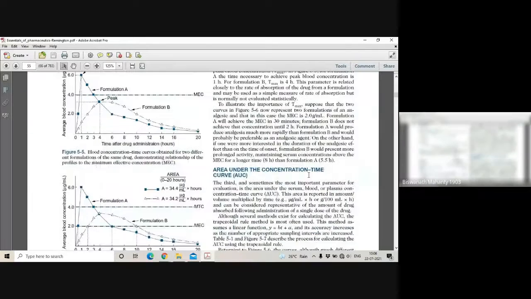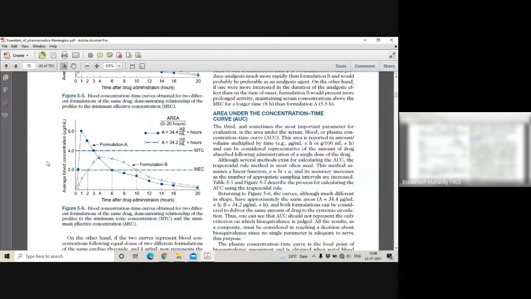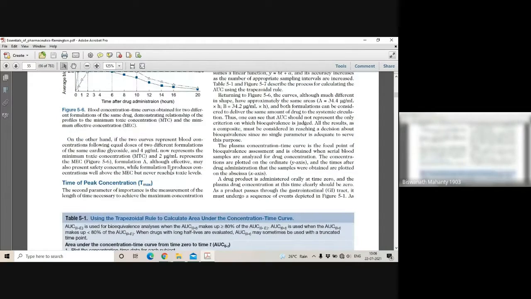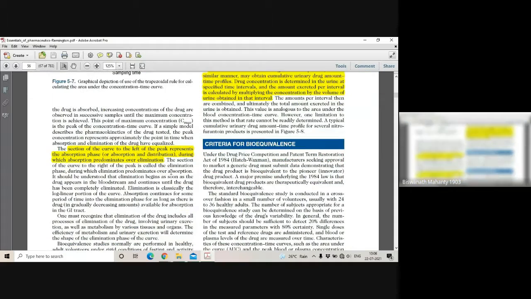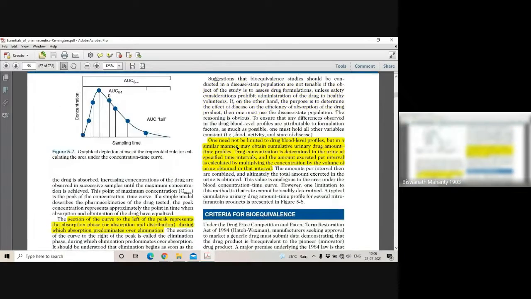Now, these things we already covered: different drugs, how much time it is going to take, what is the area, how we should compare, and the 90% confidence level portion also. Okay, so these are the simple profiles. One thing I need to tell you, one need not be limited by the drug blood level profile. I'll speak on that for 2-3 more minutes in this class.